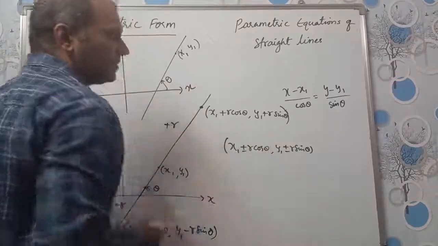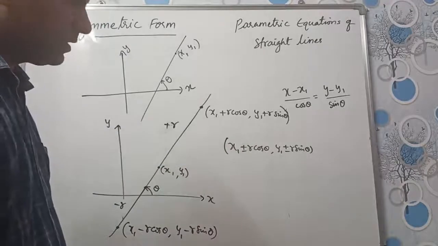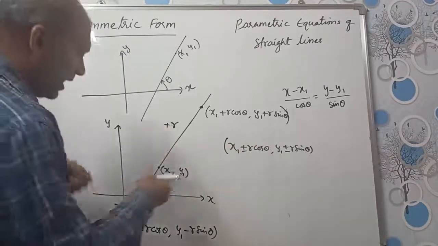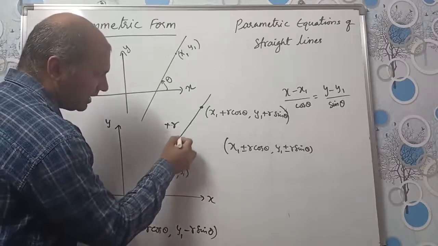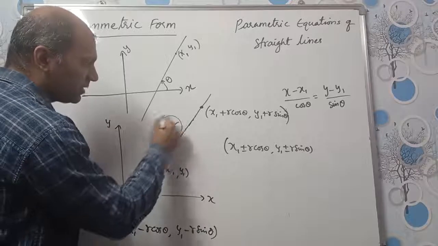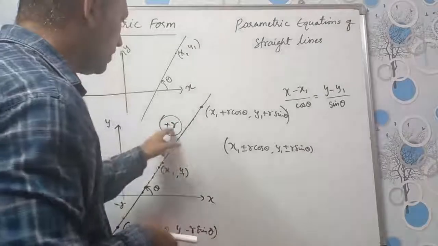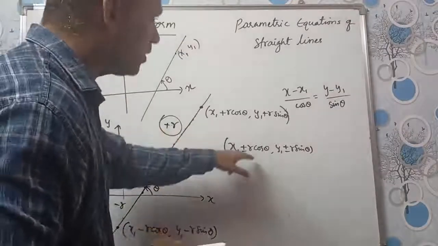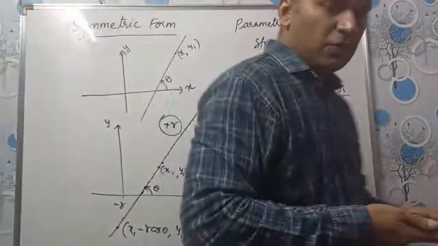This is called the parametric equations of a straight line. And this r will vary. r can be very close to this point, here, here, here. It can be anywhere, right? So it varies. Hence it's a parameter. It will change its value, right? Hence this form is called the parametric equations of straight lines. I hope this is clear.